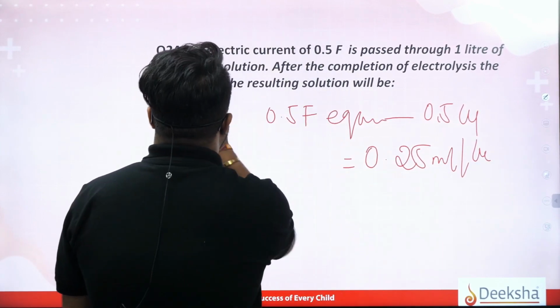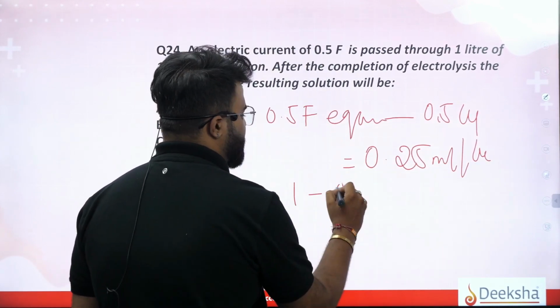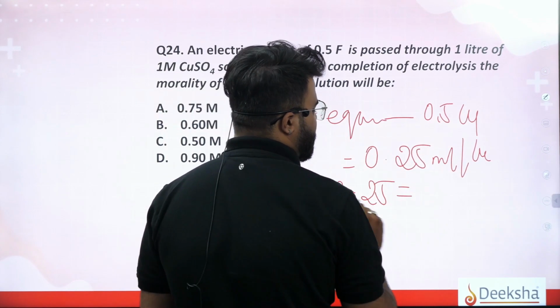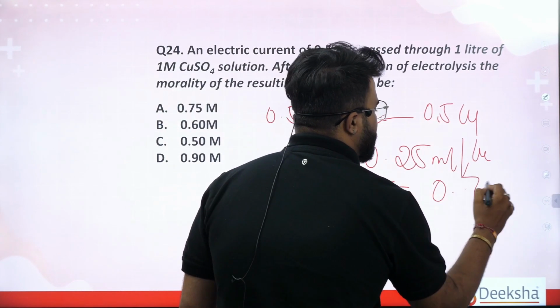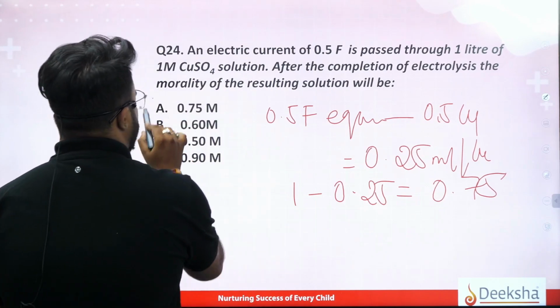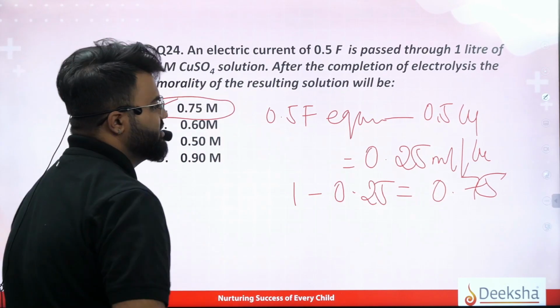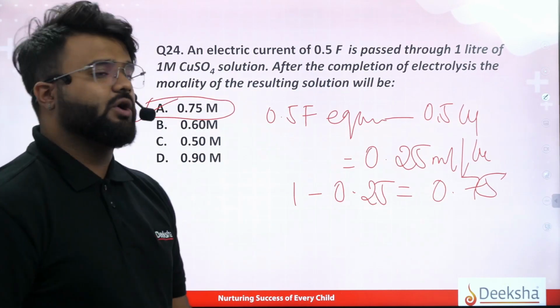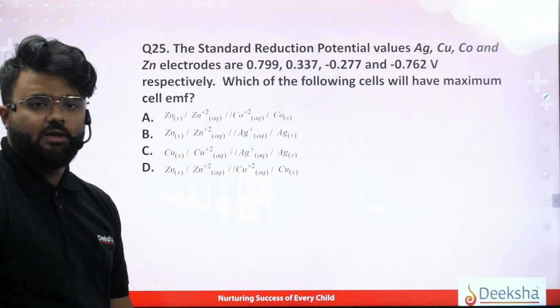Then the question says 1 molar. So if we do 1 minus 0.25, what do we get? 1 minus 0.25 gives 0.75. So your correct answer is 0.75. Okay, coming back to question number 25.